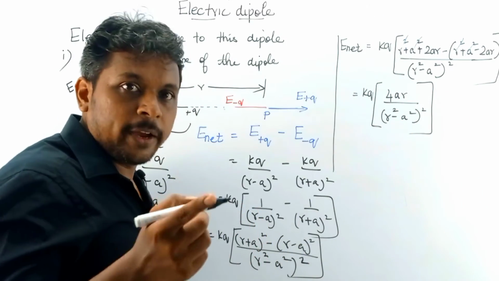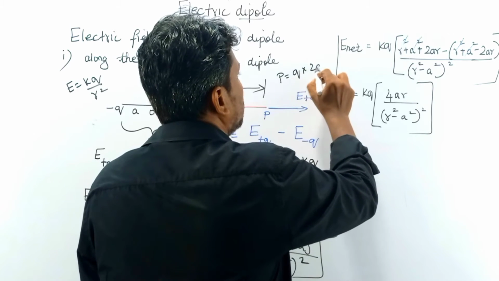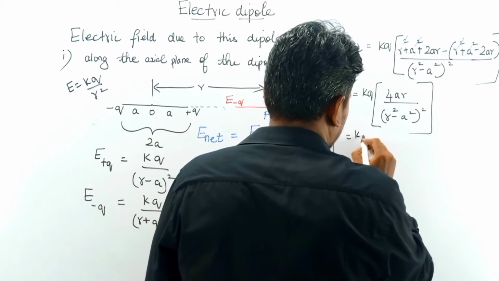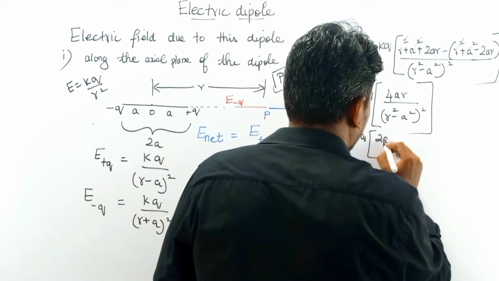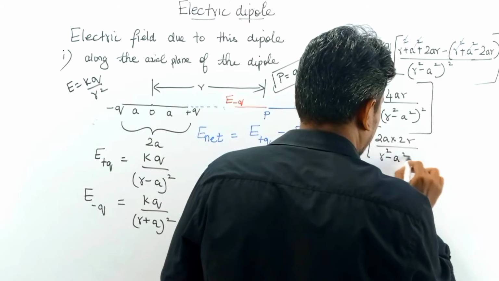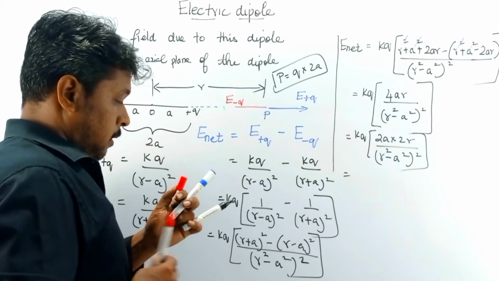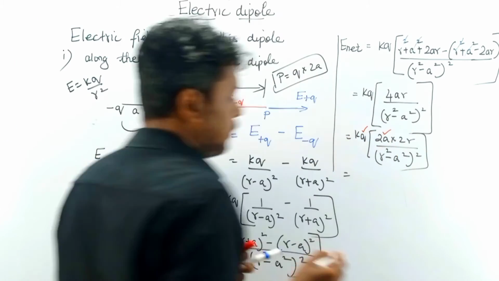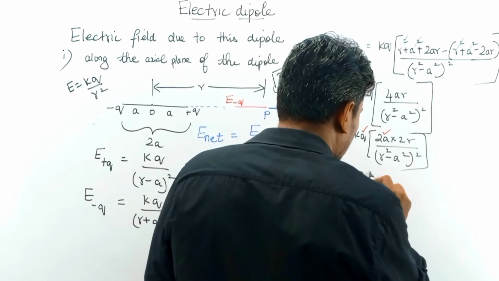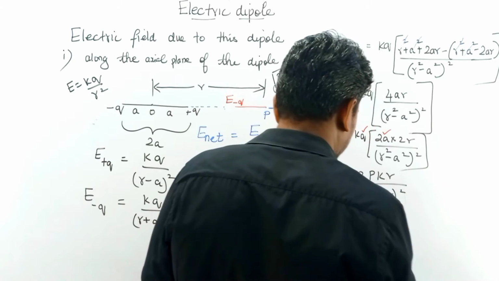Now I want to remind you of one thing: we already discussed that the dipole moment p is given by q into 2a. So I am going to replace this in the equation. kQ here, 2a into 2r, so Q and 2a we can replace by the term p. This could be written as 2pkr divided by (r square minus a square) the whole square.